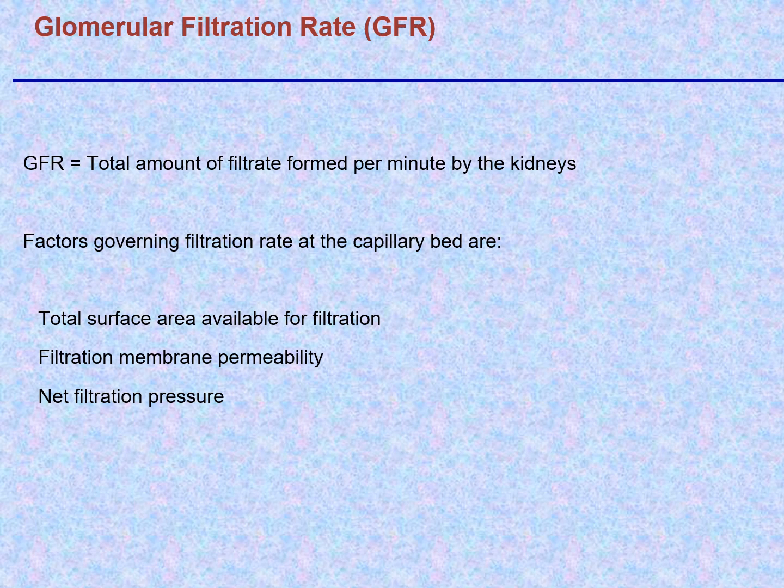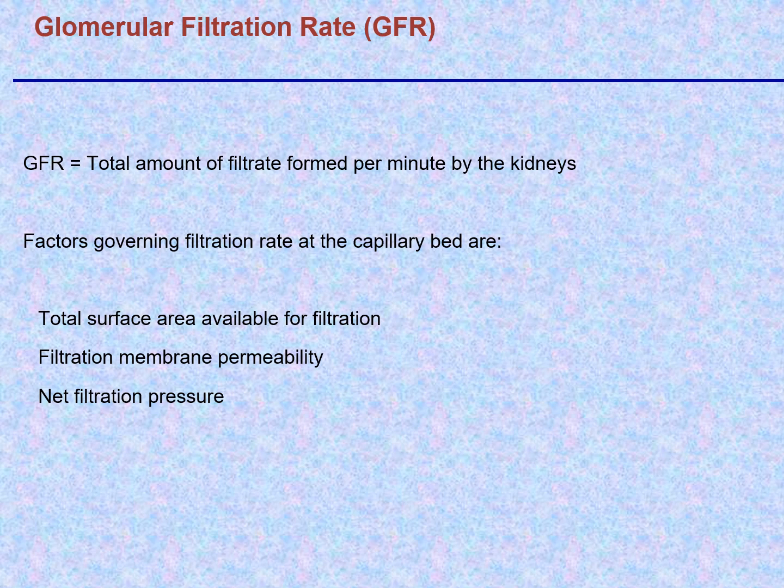This is Unit 2A, Part 2. We're going to continue with renal physiology, physiology of the urinary system. One of the major measurements, or a key measurement, of renal function is looking at the glomerular filtration rate, or GFR. GFR is the total amount of filtrate that's formed every minute by the kidneys, and there are some key factors that govern the rate of formation of that filtrate.